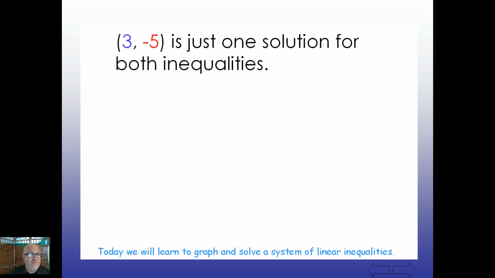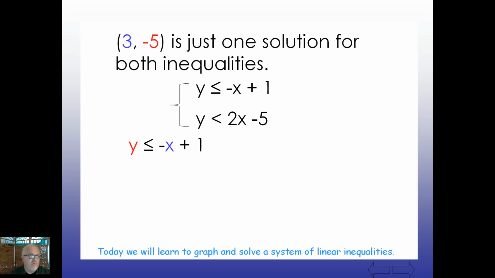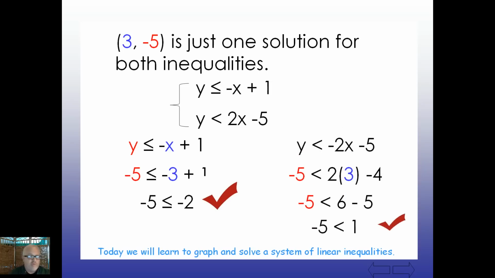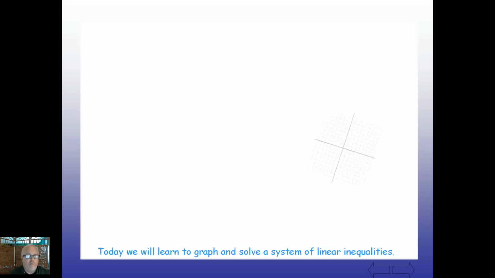All right, so (3, -5) is just one solution for both inequalities, but of course there are lots of solutions here. In that shaded region, you can pick anything you want. Well, let's just pick one and make sure it works. Okay, so plug that in. Sure enough, (3, -5), plug in (3, -5), and there it is. So it does work for both. You can also see that graphically by looking at where it crosses.